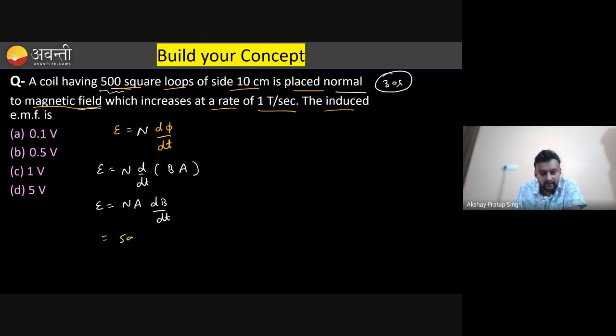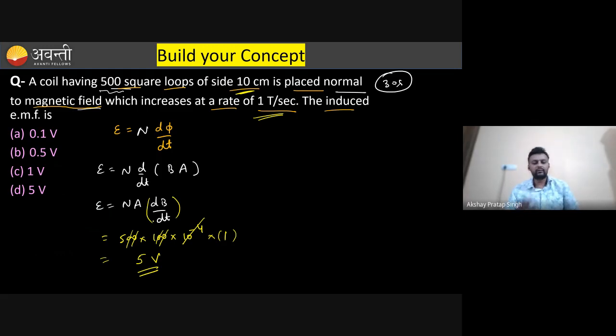n is 500. For the area, the side is 10 centimeter, so the area will be 100 into 10 raised to the power minus 4, into dB over dt. The rate of change of magnetic field is given as 1 Tesla per second, that is 1. So you can see that the 10 to the power minus 4 and these 4 zeros cancel, so it comes out to be 5 volt. Very simple.